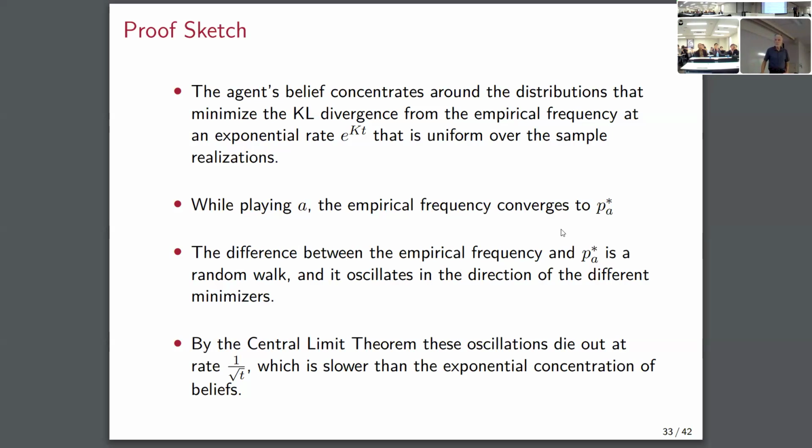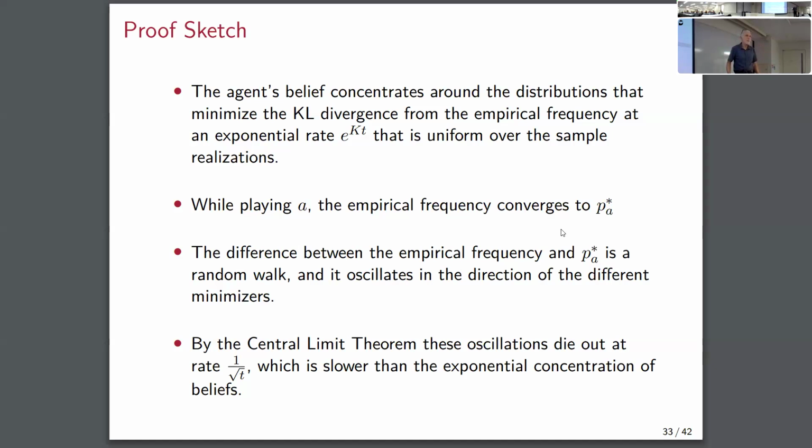So the empirical frequency starts at 50-50, then goes off in one direction, 3/4, 1/4. And while it's off there, beliefs converge fast enough that beliefs start thinking 3/4, 1/4. And then the empirical frequency shifts back, and beliefs catch up. So it matters that beliefs are adjusting quicker than the thing is swinging back and forth.